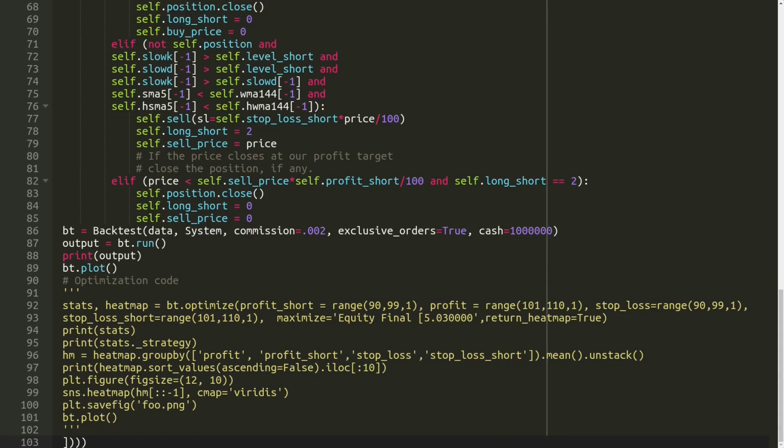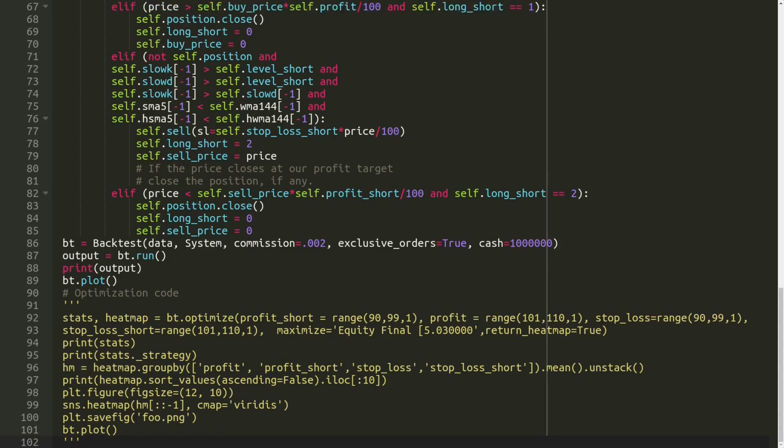Here, this part is commented out, but you can remove the comments and run the code if you want to. Which profit target and stop loss values will maximize the returns? This is the question we are trying to answer. We set the stop loss short, profit and profit short ranges, and maximize final equity in dollars. We also want the heat map.